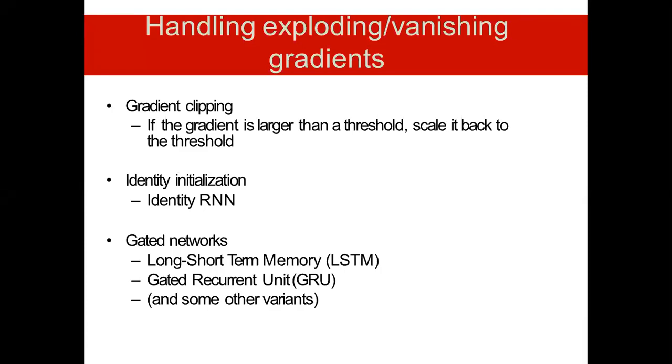When you have a very deep neural network and apply multiple transformations, you may get gradient exploding. But if your transformation is the identity function or very close to the identity function, your transformation will not change your data too much. That's the idea behind the identity RNN. Or we have more sophisticated architectures such as LSTM or GRU or some of the variants.